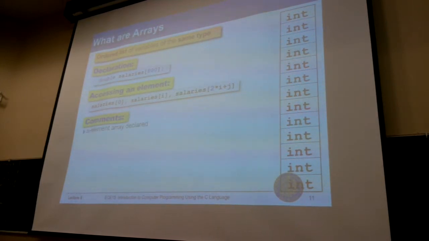So a couple of comments. Here we've declared an n-element array, right? Again, the notation is the data type, the name of the array, and the number of elements in the array. Again, the first element in the array has index 0, and the last element of the array has index n-1. And so we're going from 0 to n-1. That's n total indices.